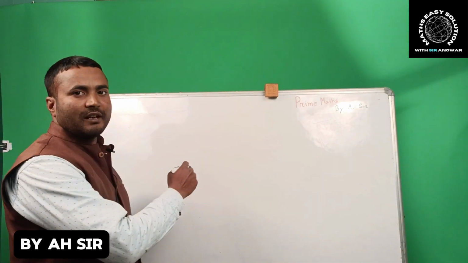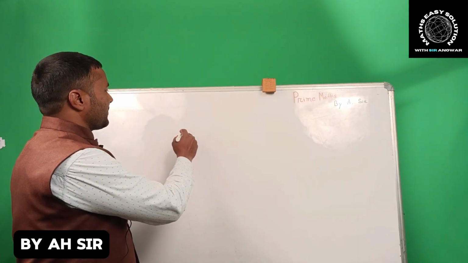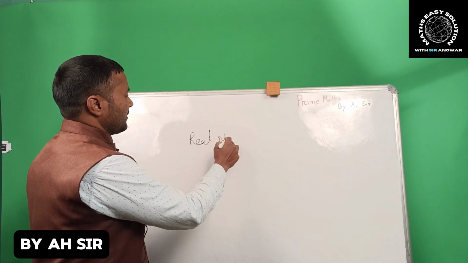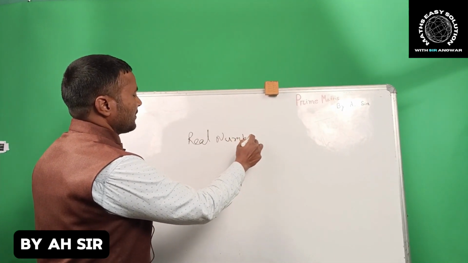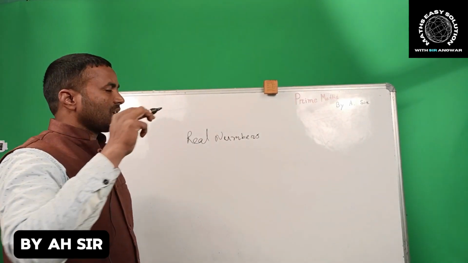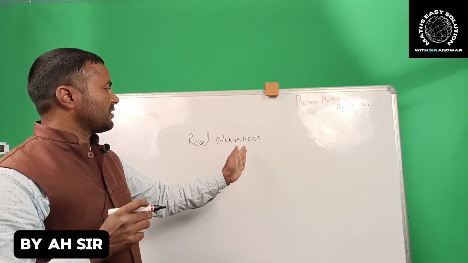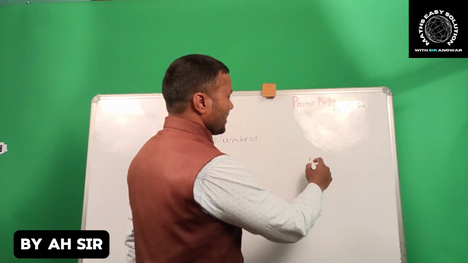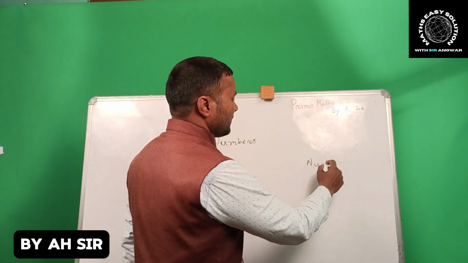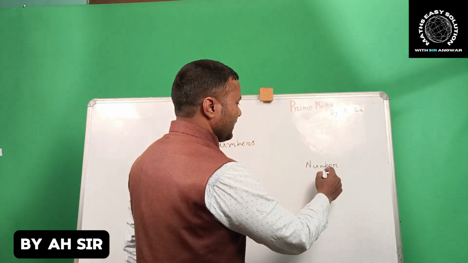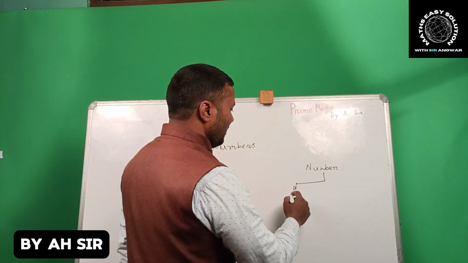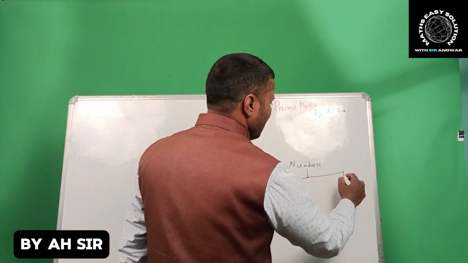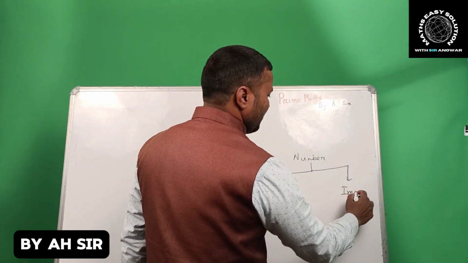In class 10, the first chapter is called real numbers. Before starting real numbers, let's introduce where numbers come from. Numbers are divided into two parts. One is called real number, and one is called imaginary number.